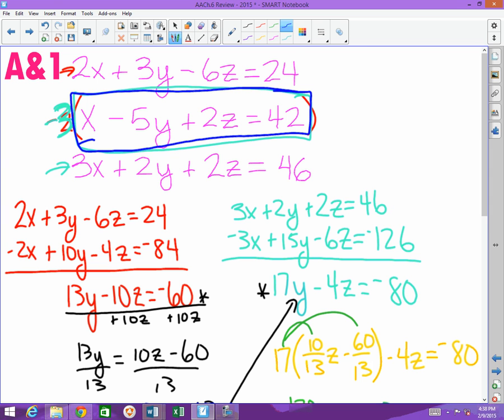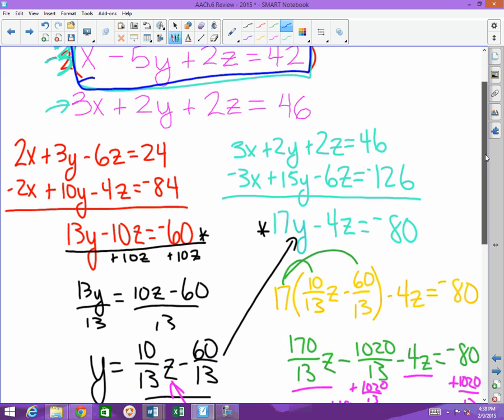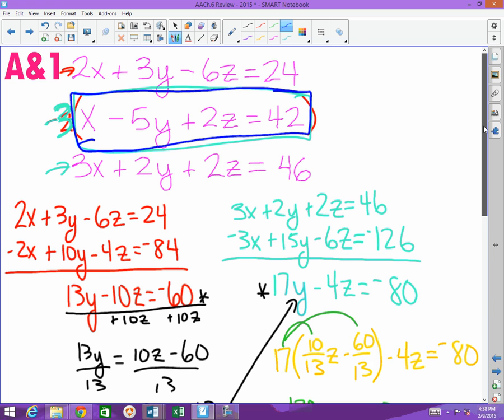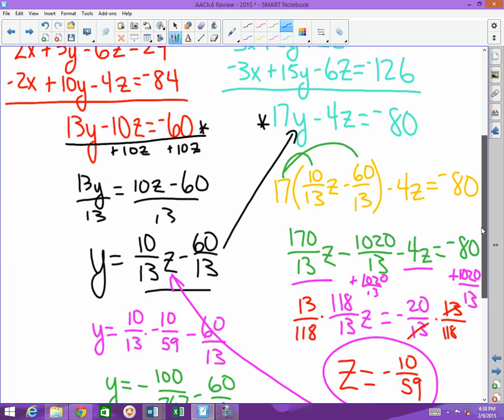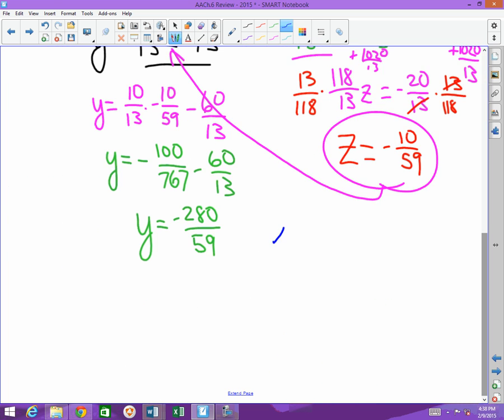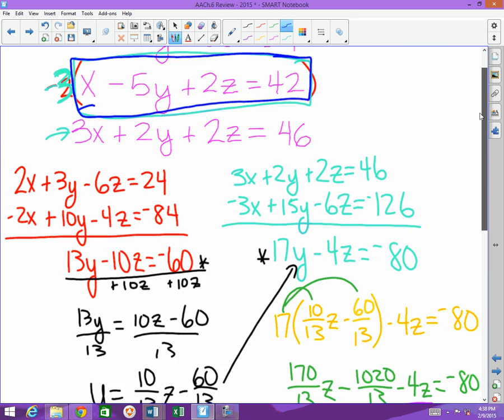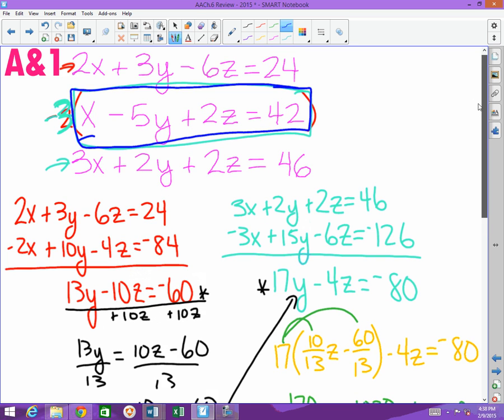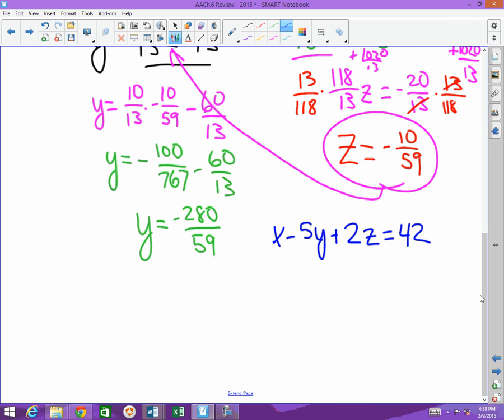Because x is already by itself, well, it's singular, not by itself, but x minus 5y plus 2z equals 42. So x minus 5y plus 2z equals 42. Is that correct? Hey, it is. All right, so now we substitute.